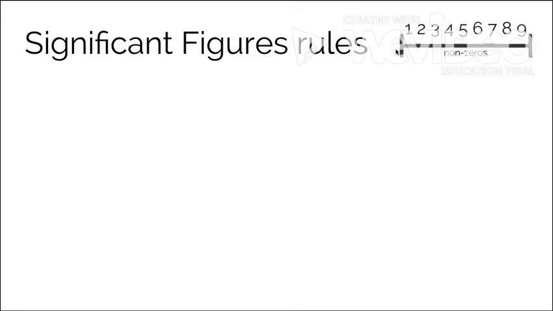Just for clarification here, when I'm talking about non-zero digits, I'm really talking about any number that isn't a zero. So it'll be 1, 2, 3, 4, 5, 6, 7, 8, and 9. These are all my non-zeros. Whenever you see a 0, that's just a 0.